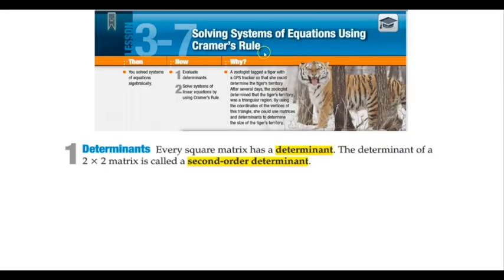3-7, solving system equations using Cramer's rule, and we're not going to do that. We're actually just going to focus on determinants in this lesson. It should be a short video. We're just going to focus on determinants. Cramer's rule, I'll probably talk about it for a second, but it's not the best way of doing anything, so we're going to skip it.